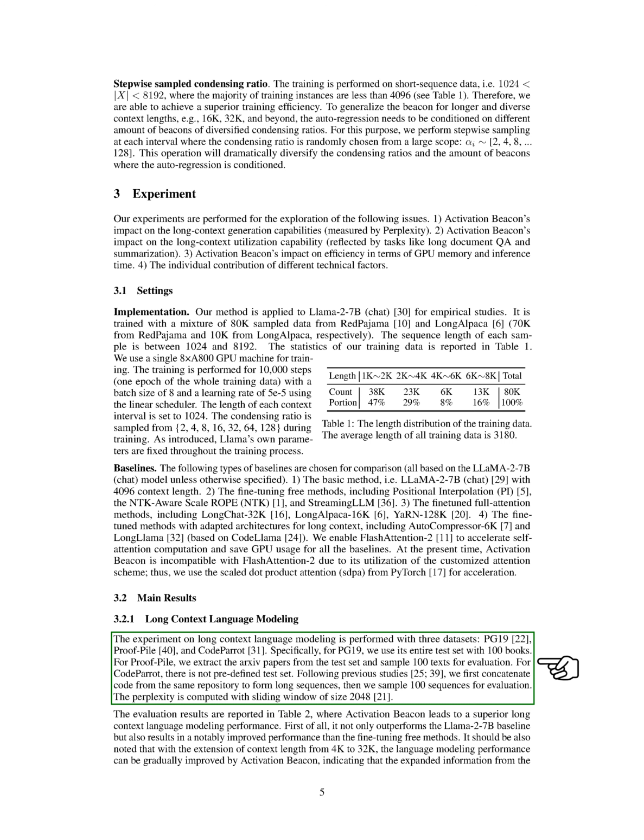We tested long context language modeling with 3 datasets, PG19, ProofPile, and CodeParrot. For PG19, we used its entire test set of 100 books. For ProofPile, we extracted arXiv papers from the test set and sampled 100 texts for evaluation. For CodeParrot, we formed long sequences by concatenating code from the same repository and sampled 100 sequences for evaluation. We computed the perplexity with a sliding window of size 2048.